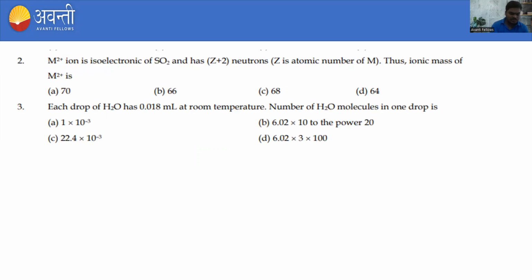Now, the second question. This question is also very, very important. The question is: M2+ ion is isoelectronic with SO2 and has Z plus 2 neutrons, where Z is the atomic number of M. Thus, what is the ionic mass of M2+? According to the question, it is given that the M2+ ion is isoelectronic with SO2. So the M2+ ion is isoelectronic with SO2.